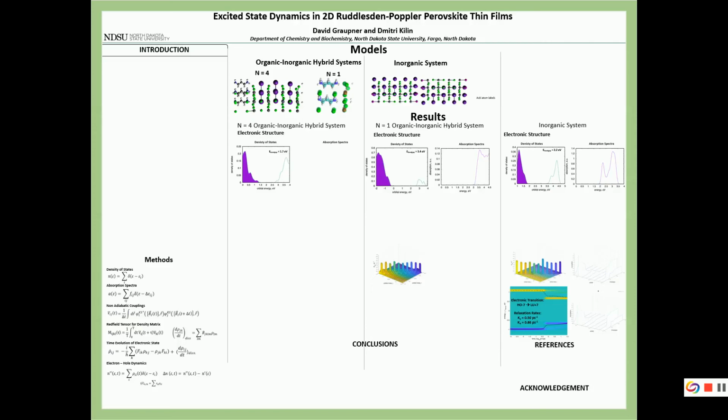So what I'm trying to determine with these calculations is relaxation rates, because a longer relaxation rate allows for a greater chance for the charges to separate, which is essential for photovoltaic processes.